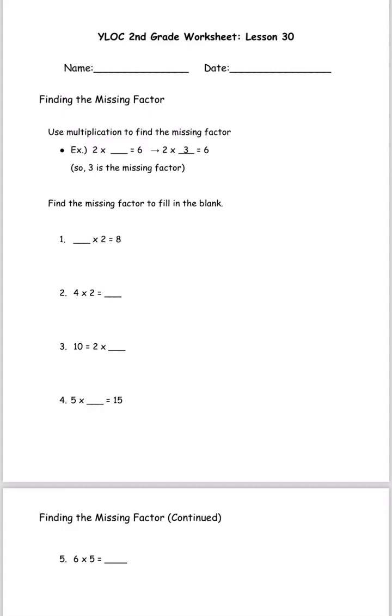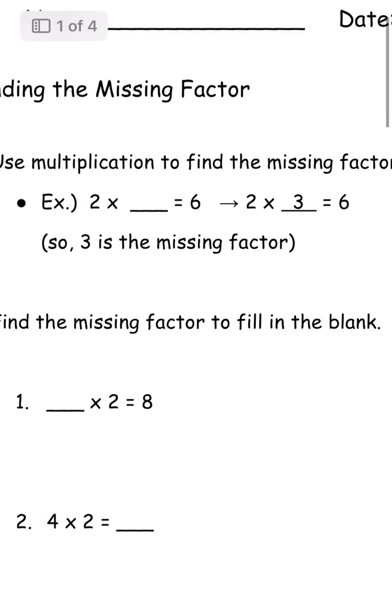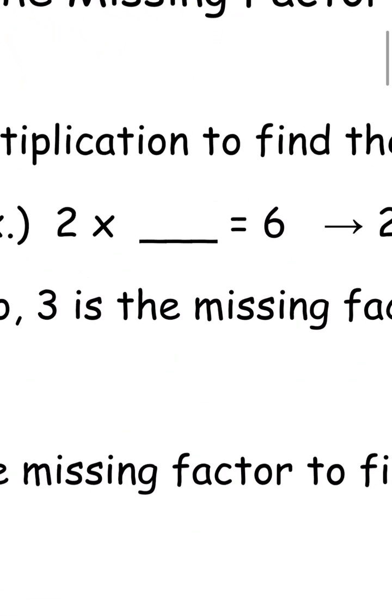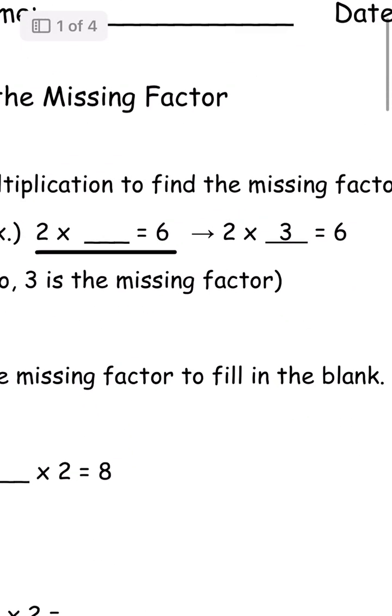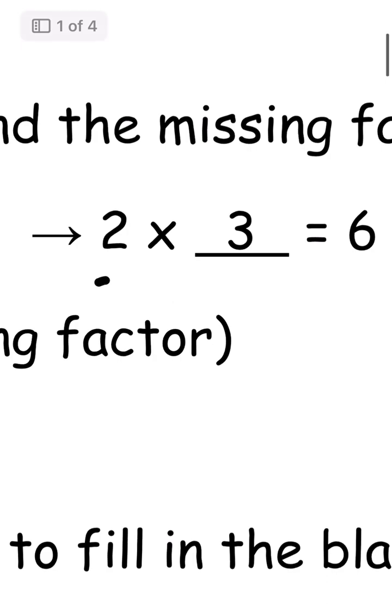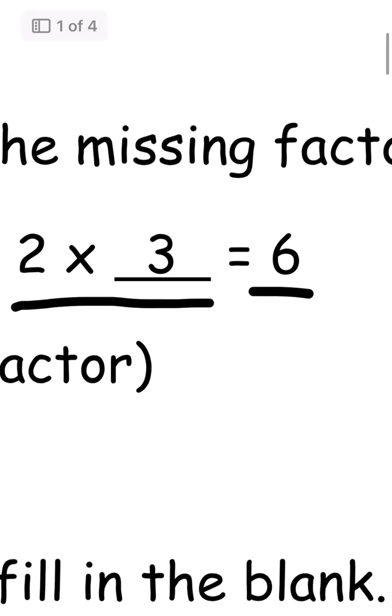Hello, today we are going to work on lesson 30 and we are going to first find the missing factor. So we are going to first use multiplication to find the missing factor. So for example, if you look at this one, 2 times blank is 6. And we know that 2 times 3 is 6, so we can put 3.